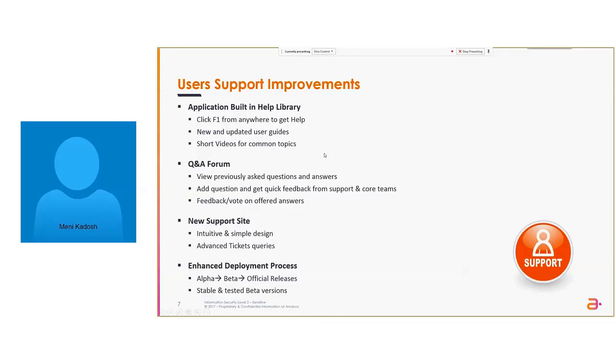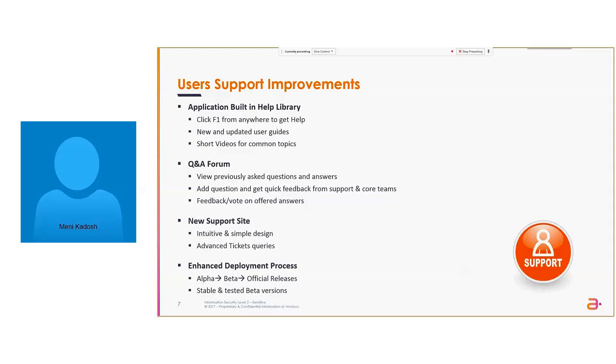The user support. So the things that we did in 2.4 is, first of all, added an application built-in help library. Till now, when you wanted a user guide or a video, you needed to go to the support site or approach the support team. What we did in 2.4 is create a new help library.